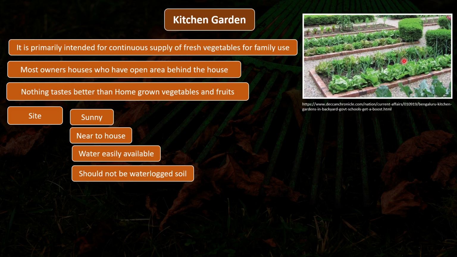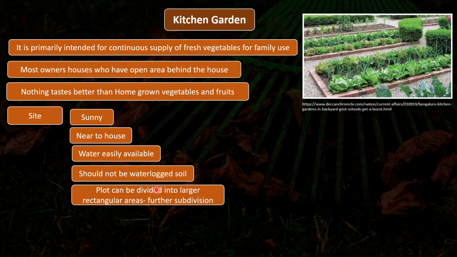By that, I mean that the soil should not be soaked in water. It should not be very wet or muddy, otherwise all of your vegetables are going to die because of waterlogging, because waterlogging will lead to rotting of roots, and that will also lead to unavailability of oxygen for the plants. So make sure that the soil is not waterlogged.